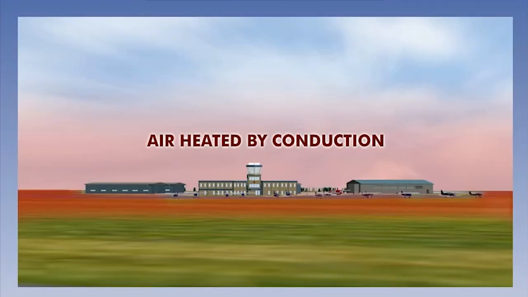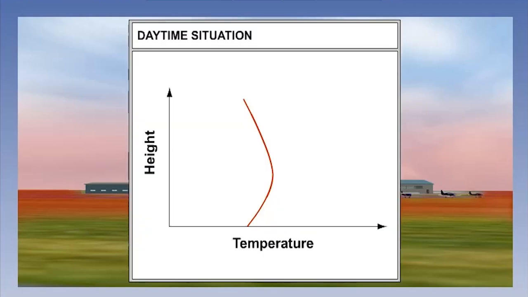Conduction is the simple process whereby heat is transferred from one body to another with which it is in contact. This diagram is a simple representation of the temperature change with height through the atmosphere. Notice the lowest layers, which are in direct contact with the Earth, are the warmest. If we look at a typical situation just after sunrise, this is how the temperature profile may look. Throughout the day, as the Earth's surface heats up, it warms the air in contact with it. Only the lowest layers of the atmosphere respond to this heating by conduction.